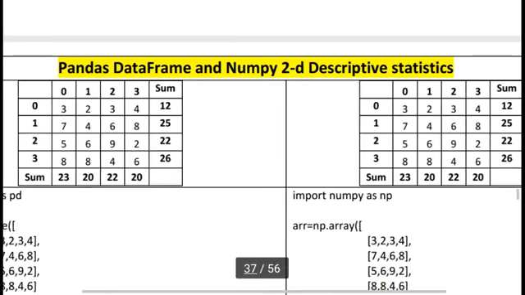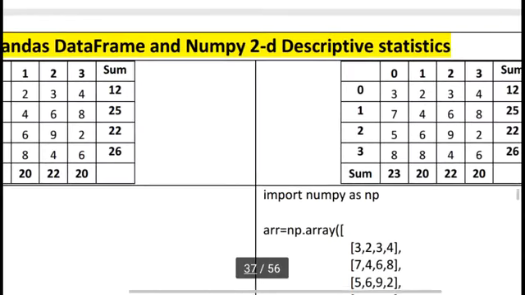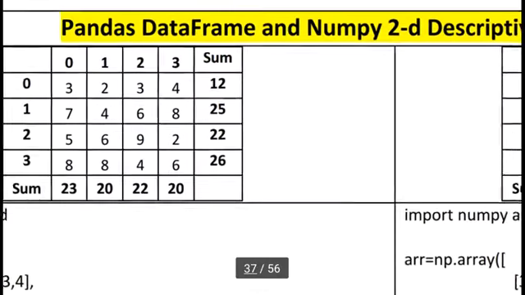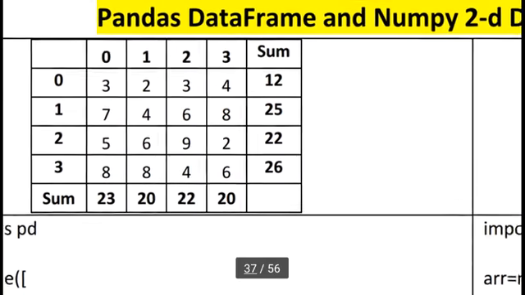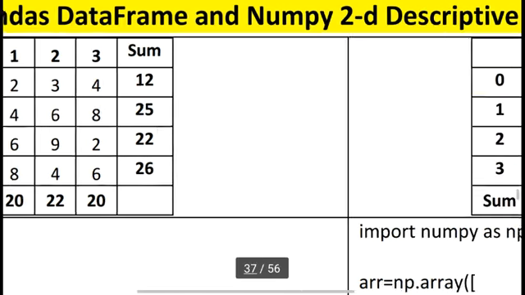So here I am taking, comparatively, a pandas data frame as well as a NumPy 2D array. You can see this is our data, clearly in rows and columns. I already mentioned index position, line by line total and vertical total. You can see the same example here.